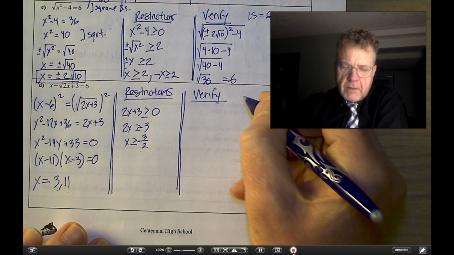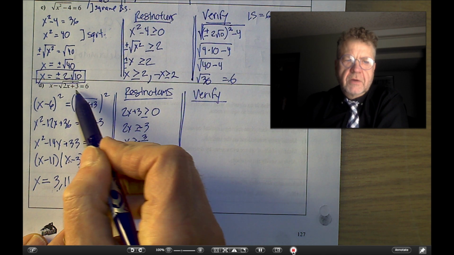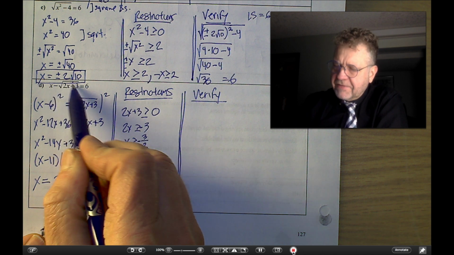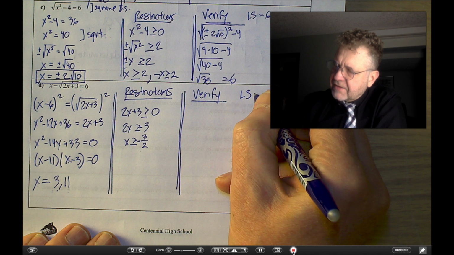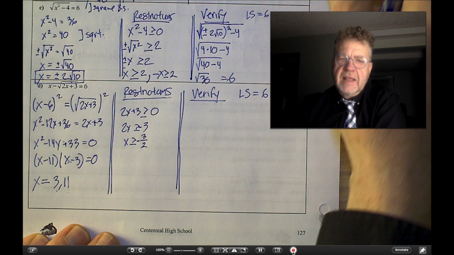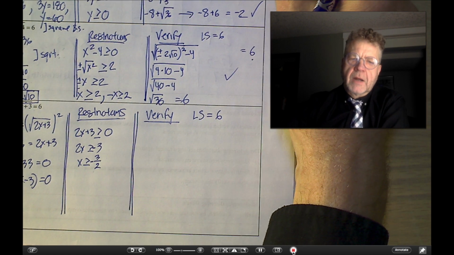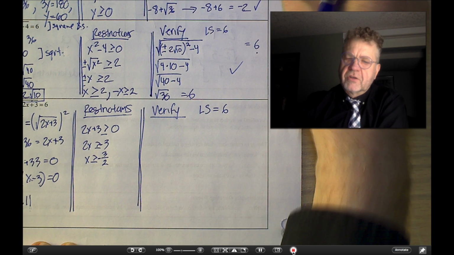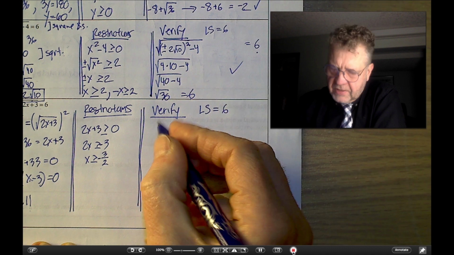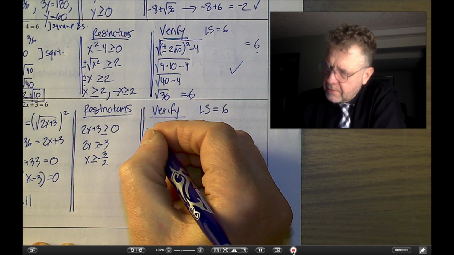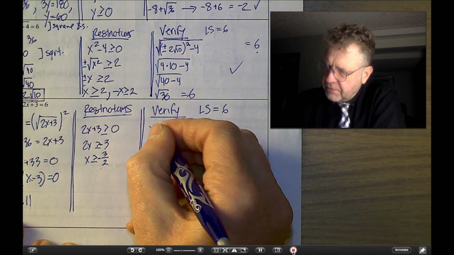And if you look at the original expression here, we've got a whole mess on the left side equals 6. So what we want to verify is left side equals 6. And if it does, then that'll give us a proper answer, or that answer will be considered to be correct. All right? We've got to do it two times now. So let's start with, let's verify x equals 3.